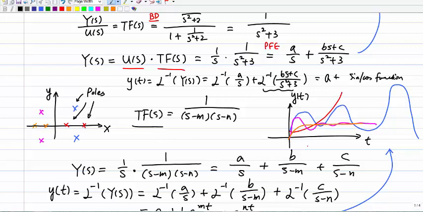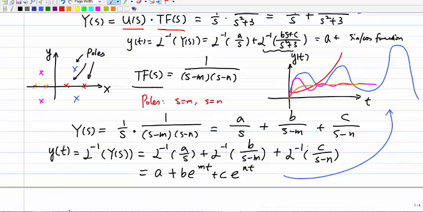Okay, let me rewrite it. I have poles m and n, because I have two solutions: one is s equal to m, one is s equal to n. So there are two poles. Assuming I have a unit step input, u(t) is 1, which means my U(s) is 1 over s. So my Y(s) is 1 over s.